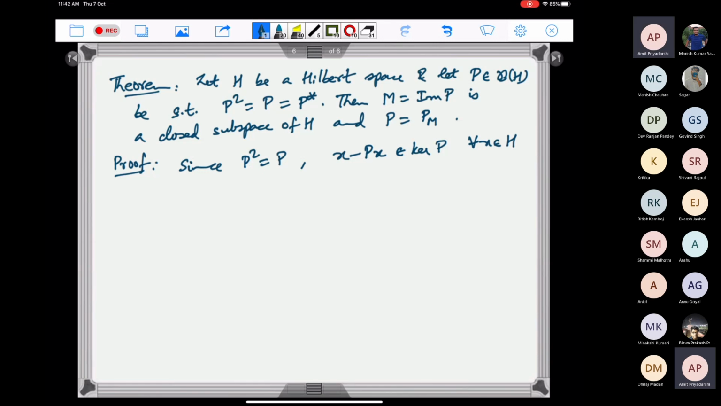So now any X can be written as X minus PX plus P of X. So this belongs to kernel of P plus image of P. So this shows that we have this decomposition that any vector can be written as a vector in kernel plus a vector in image. So therefore we have that the Hilbert space can be decomposed as sum of kernel of P and image of P.